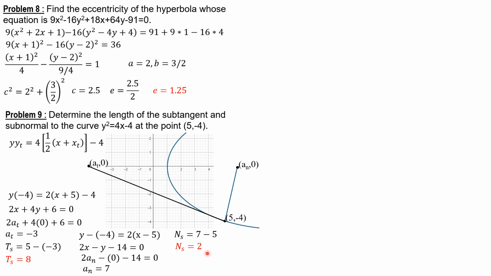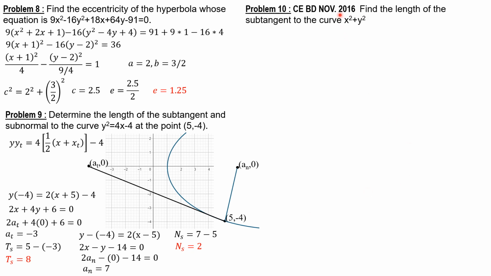Absolute value of 2 is 2. So that's the other way, and just dictate it. Then problem 10. This problem was in the Civil Engineers Licensure Board exam in November 2016.